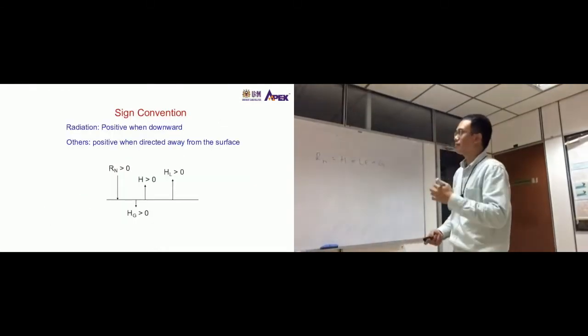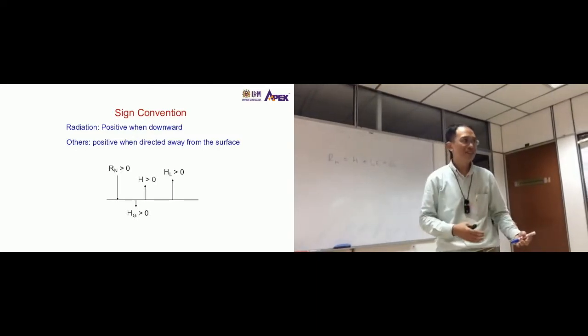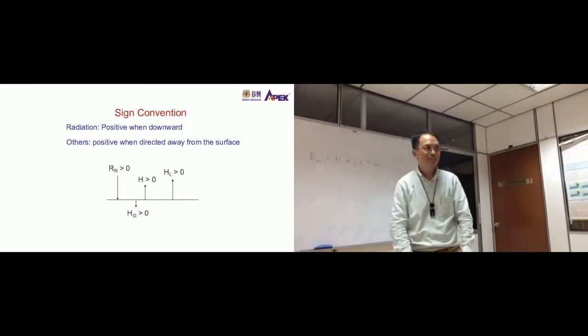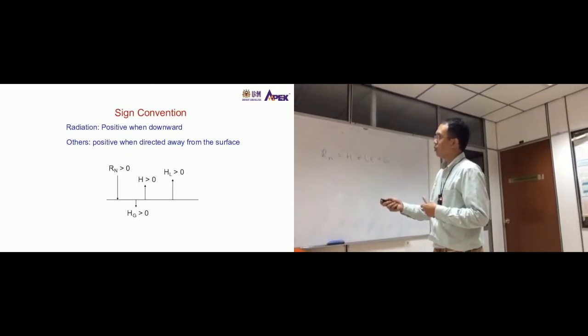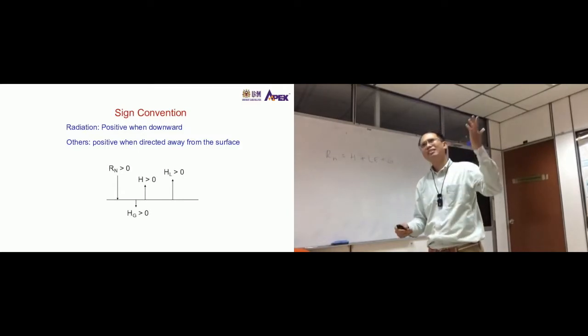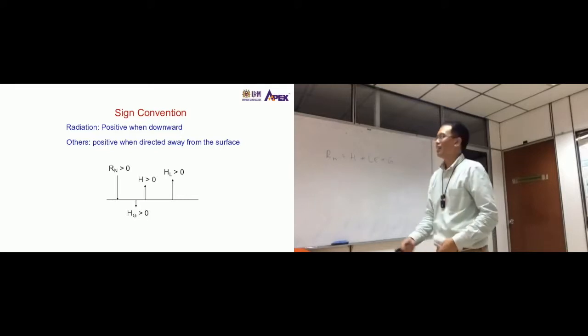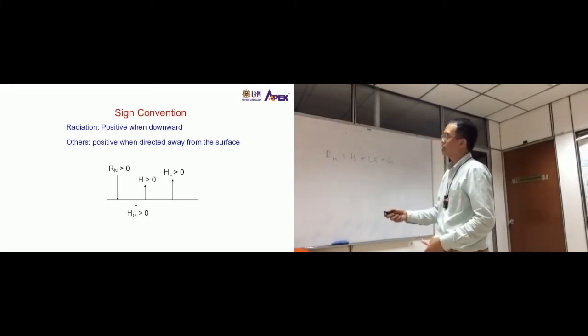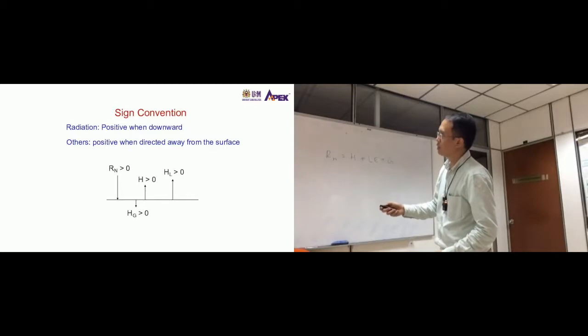Sign convention. It's just to set some rules on what we mean by positive and what we mean by negative. Because some people could say positive is upwards, negative downwards, and some people could say the other way around. So here it says it's positive when downward. If it's going downwards, we call it positive because the energy from the sun is coming into the system, so it adds to the system. And then if it gets released like this, it becomes negative, right? So positive when downward, for radiation. Others use positive when directed away from the surface.